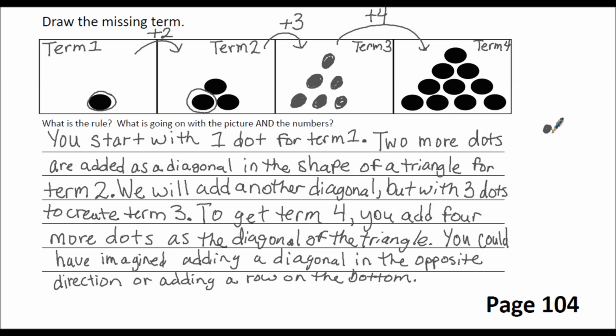So what I'm talking about is we could have had term 1 and we could have added another row below that and kept on adding rows. We could have added the diagonal as we did, or we could have added the diagonal on the other side, so on the left hand side, or we could have done the diagonal on the right hand side like we did. So it's kind of extending out to the right, extending out to the left, or extending down.